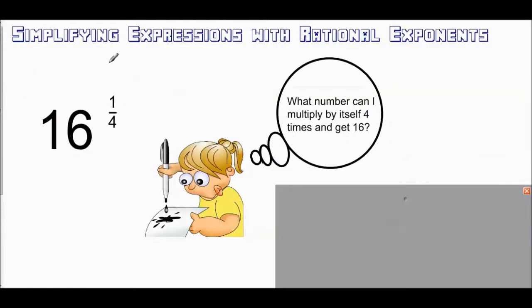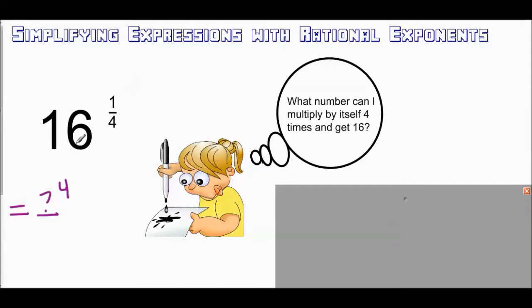Okay, looking now at simplifying expressions with rational exponents. So we have an expression here. The exponent is a rational number. It's a fraction. So 16 to the 1/4 power. What should be going on in your brain is you're asking yourself, what number can I multiply by itself 4 times and get 16? So the 1/4 is basically undoing the 4th power.